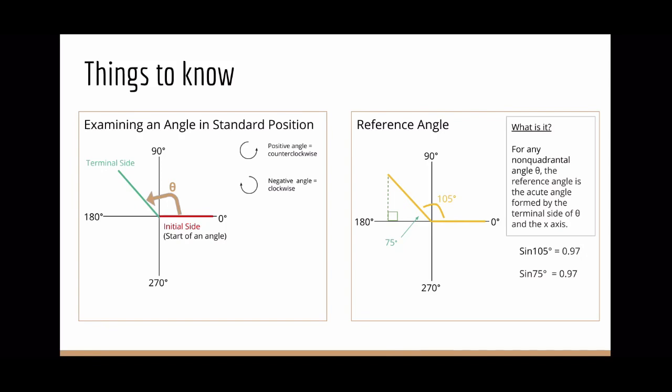And a reference angle can be used to find all trig functions of the original angle, which can be seen under the definition, where sine 105 degrees equals 0.97, and sine 75 degrees also equals 0.97.